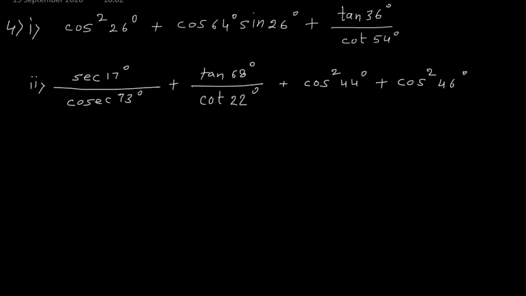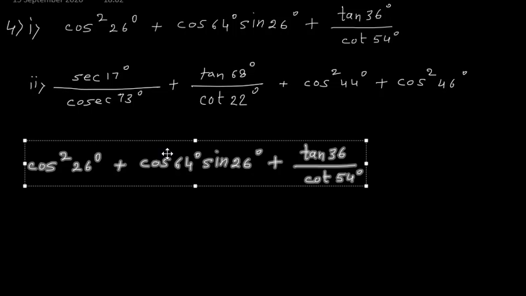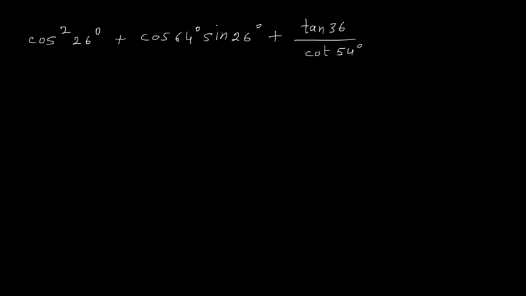Let us solve the fourth question. Till question number 3 you have seen in your last class. Here we have to find the value of cos square 26 plus cos 64 sin 26 plus tan 36 upon cot 54. So let us write this value first.